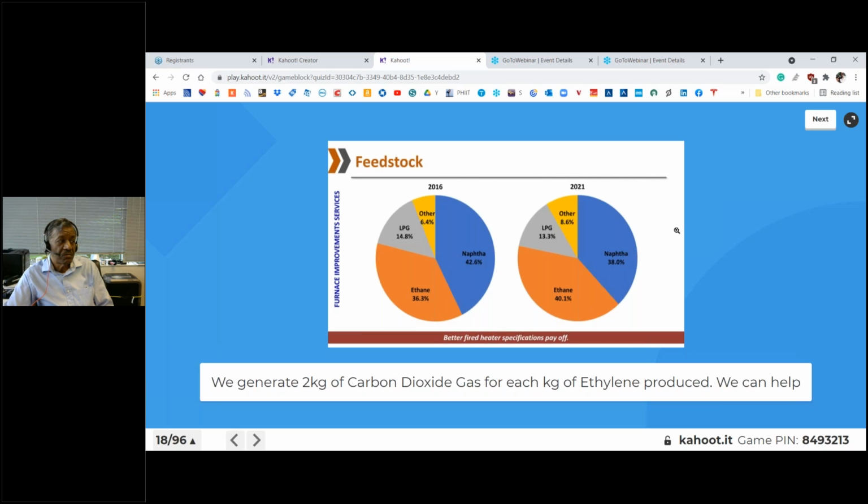Also, ethylene process is very energy intensive, and we generate 2 kg of carbon dioxide gas for each kg of ethylene produced. So that's another thing to take notice on.